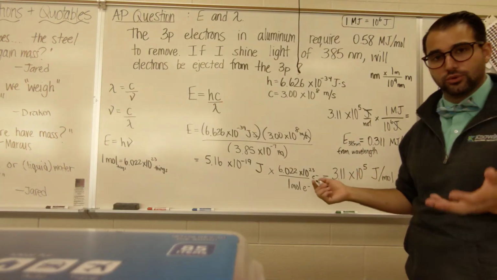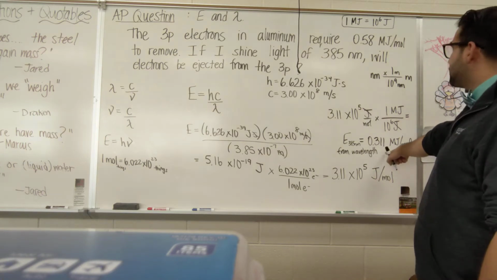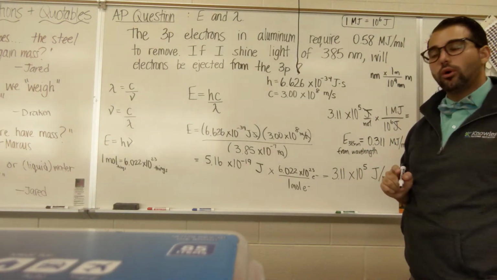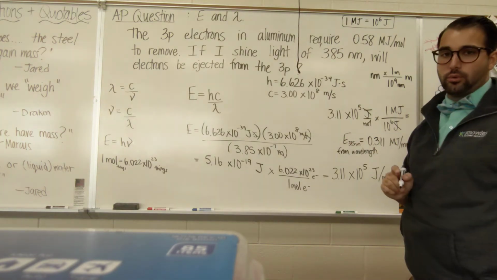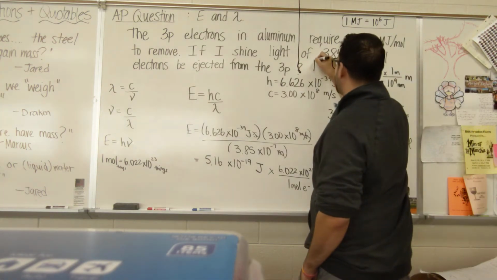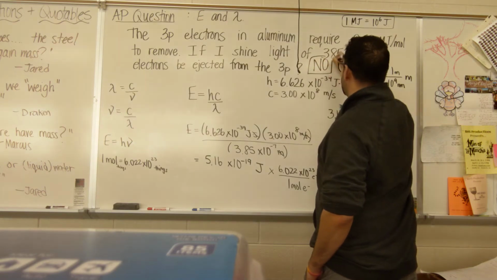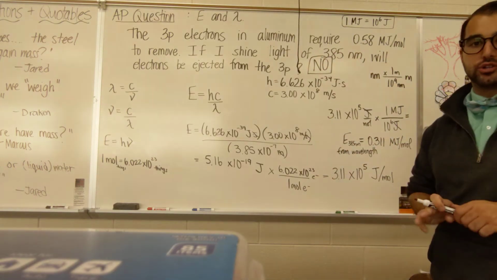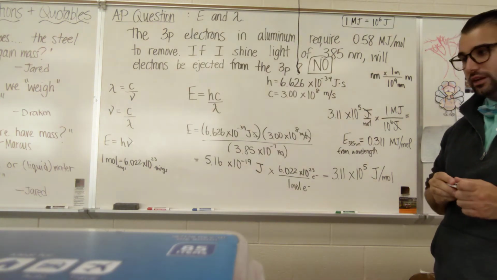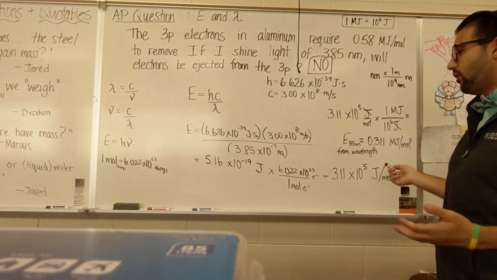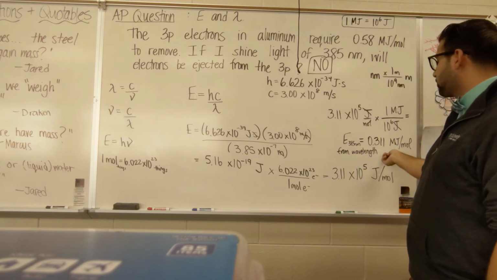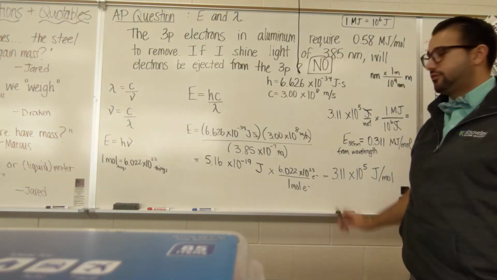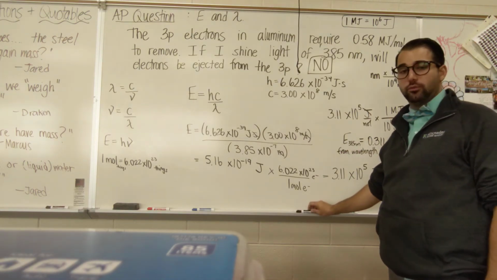Tomorrow you'll have to do kilojoules on your quiz. Do I have enough energy? Well, it takes 0.58 megajoules per mole, and I only have 0.311 megajoules per mole. No. Will electrons be ejected? No. Okay? So this is how you do a question where you have to compare wavelength to energy and tell me whether or not you have enough. All you have to do is say, oh, I have 0.311, but it requires 0.58. That's not enough. I need about 0.27 more.